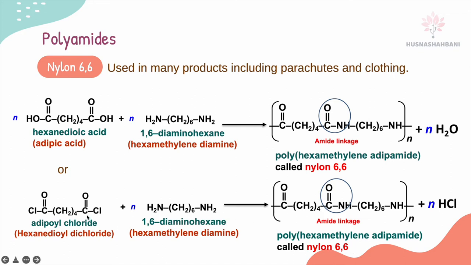In acid chloride, remove the Cl. In the amine part, remove the hydrogen. So the side product will be HCl. The same amide linkage will be formed. This C double bond O will form a bond with this N. This single bond is the amide linkage.